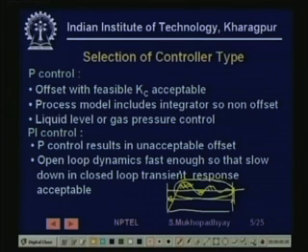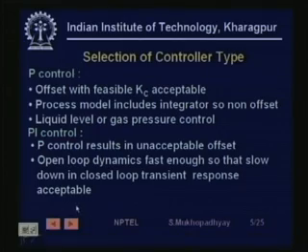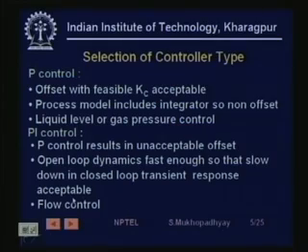So in such a case, in other words, this interval is actually small, which means that the open loop dynamics is actually fast enough. It is fast enough compared to what? Compared to the frequency of set point change, and so the closed loop transient response is actually acceptable. A typical example is flow control. In flow control, the step response is actually very fast.